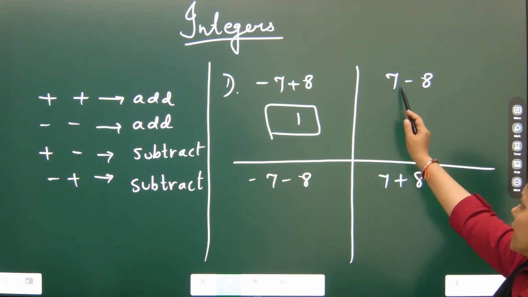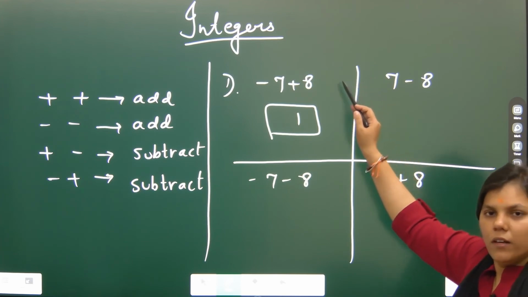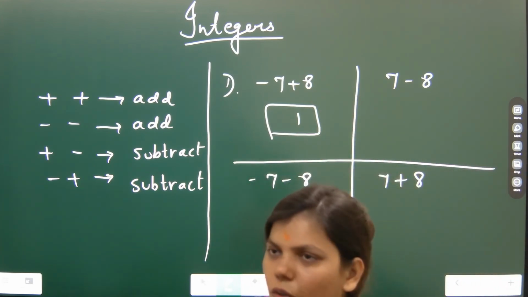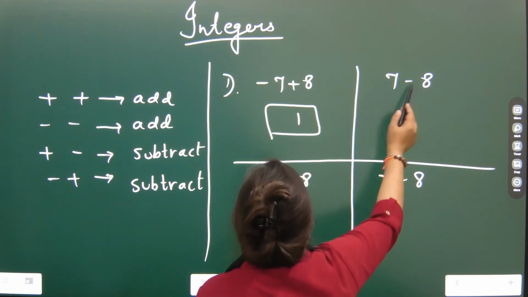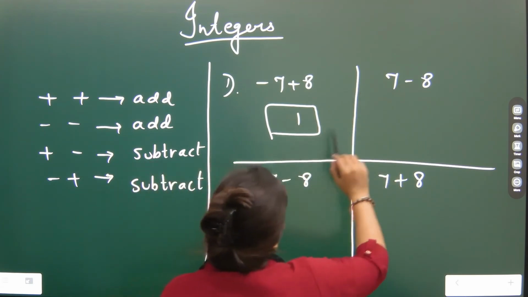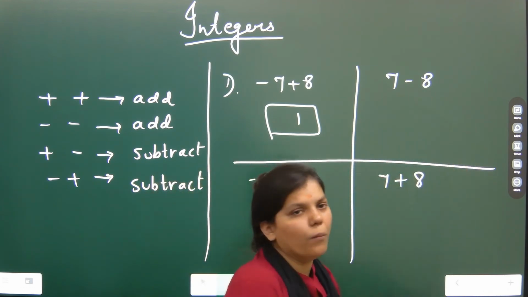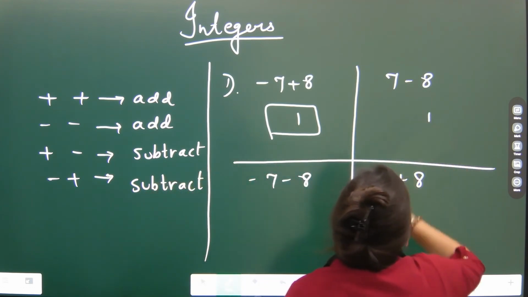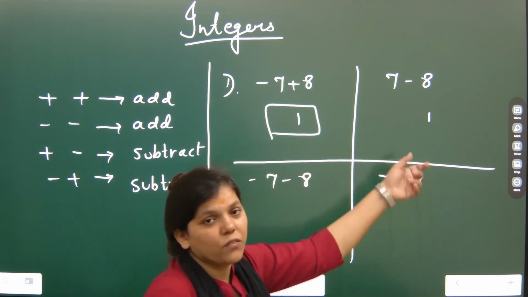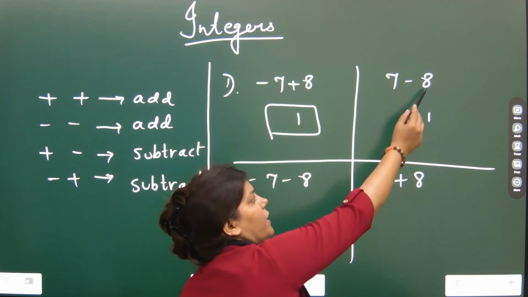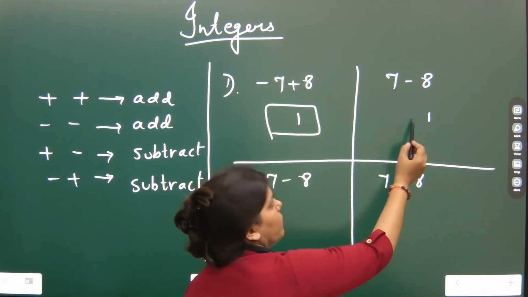Okay, now see here, one number is positive. If there is no sign in front of the integer, then you will consider it as positive only. So one positive, one negative, so we will be subtracting. When 7 is subtracted from 8, how much will we be getting? 1. Now in this case, which is the greater number? 8 is the greater number, and it has the minus sign, so we will put minus sign.